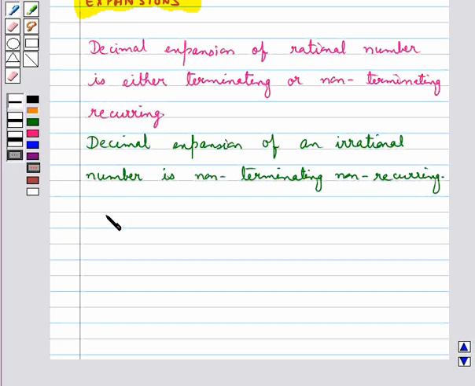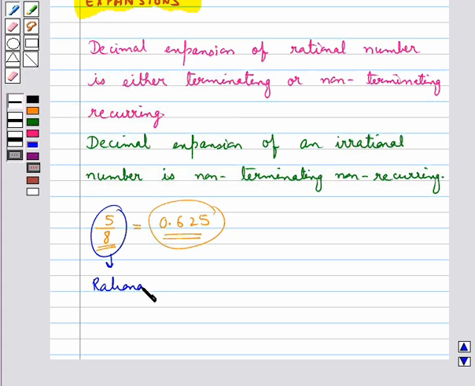Like, consider the number 5 upon 8. Now this is equal to 0.625. That is, this is the decimal expansion of this number. Now this decimal expansion is terminating. So hence we can say that this number 5 upon 8 is a rational number.